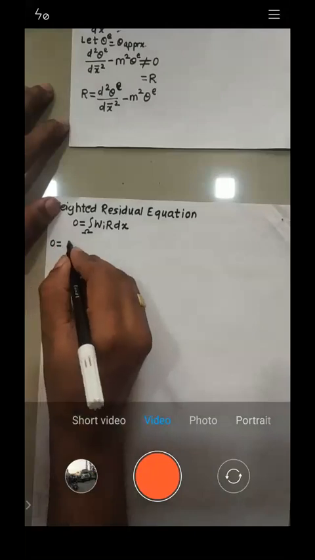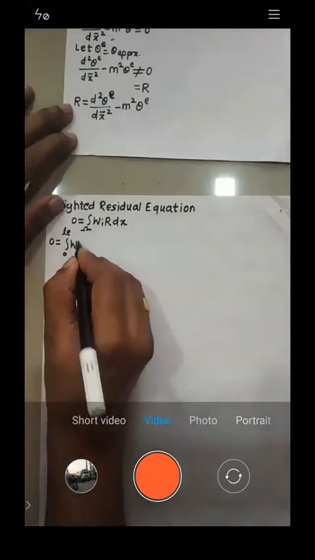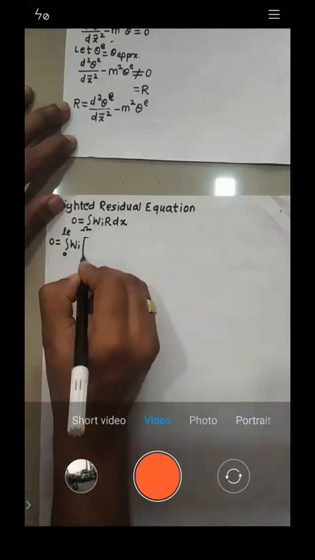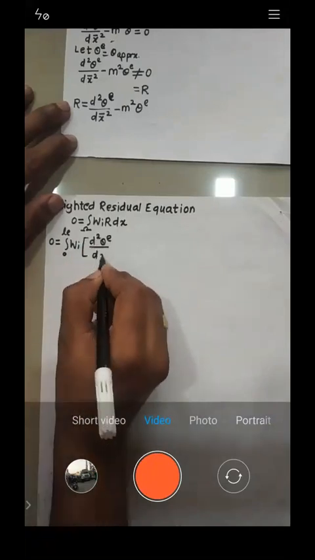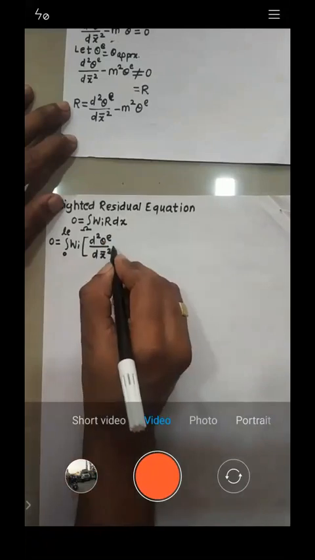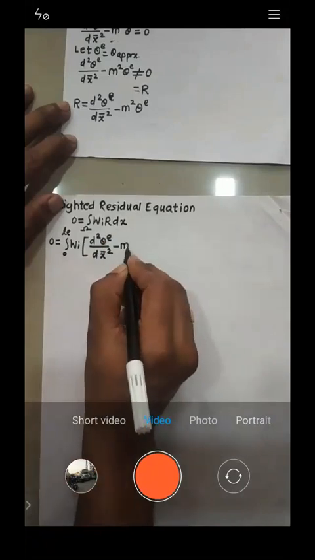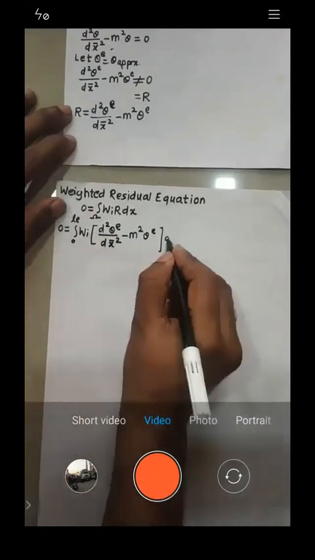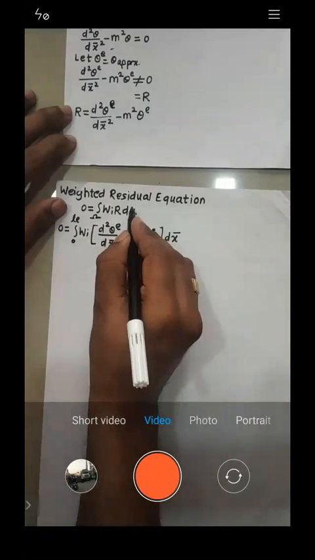So I will write down here as 0 to LE, 0 to LE into weight function into R. Now this value I know, R value of R is d square theta E by dx bar square minus m square theta E. Okay, this is the value of R, right? Wi into R into dx. So it is dx bar. Now I need to write down these are the dx bar. Is it okay? Is it okay or not? Let me know.